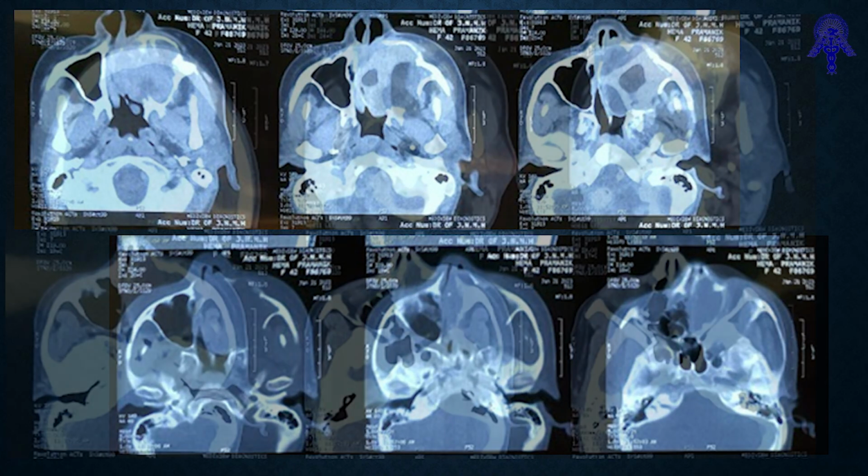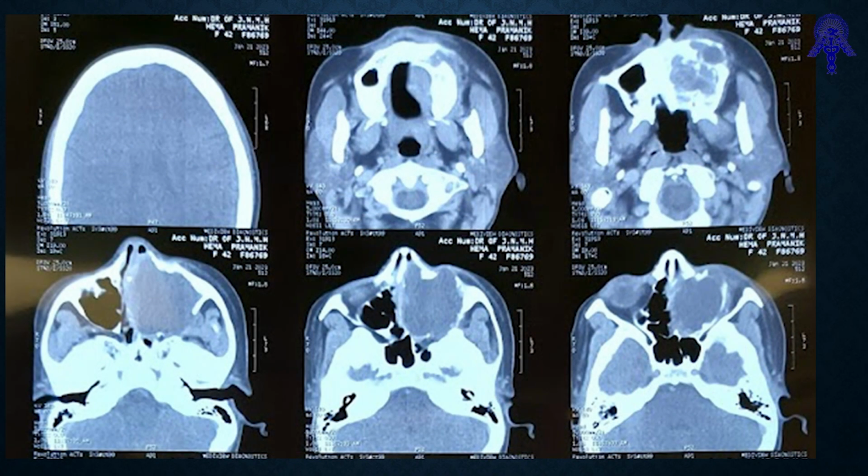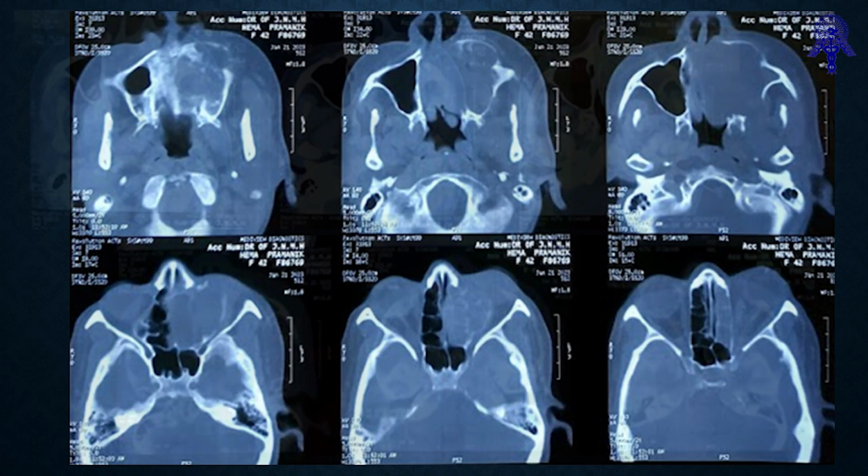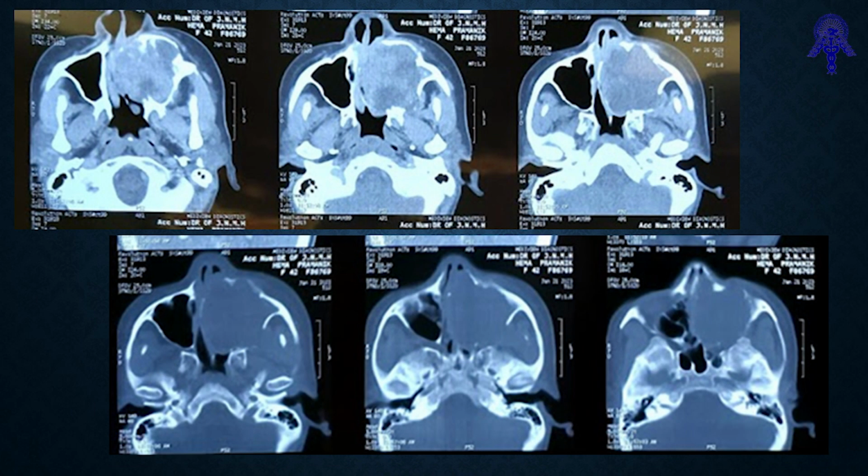The earlier one, this is a soft tissue window. You can see the bone markings very prominently, but it's a soft tissue window. But this one is definitely a bone window. Now you can appreciate the heterogeneity here occupying the maxillary sinus.